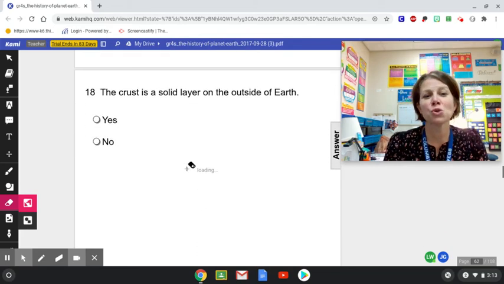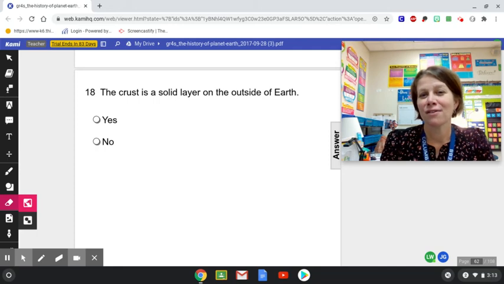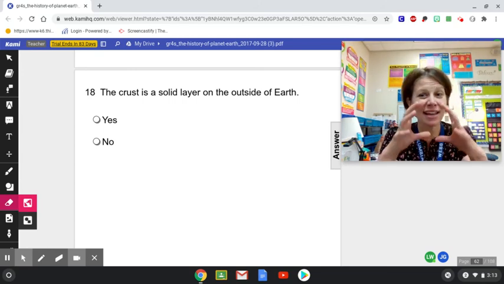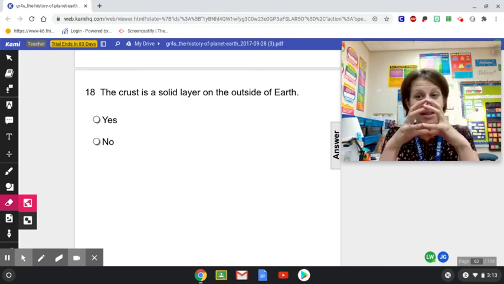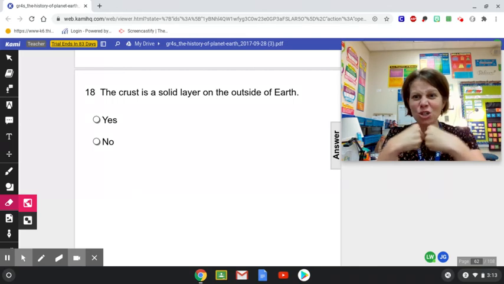So let's see if we can answer this question. The crust is a solid layer on the outside of Earth. Is that true? Is it a solid? No, it's not. It's floating. It's floating on what is that again? The crust is floating on the mantle. That's right. And it's all those pieces, all those plates, all floating tight together, but disrupting each other.